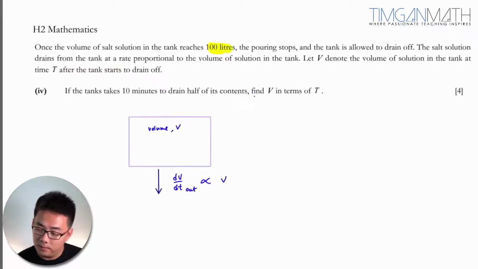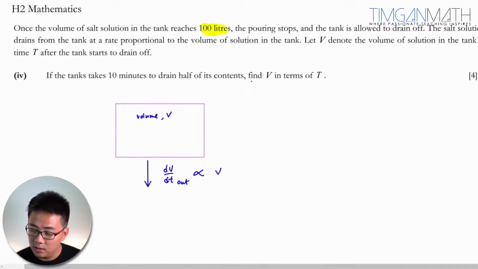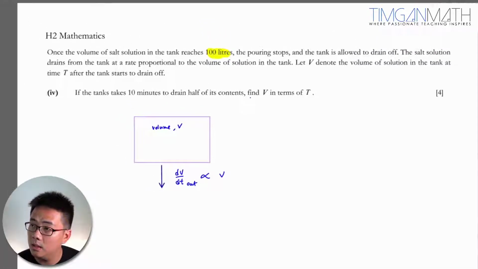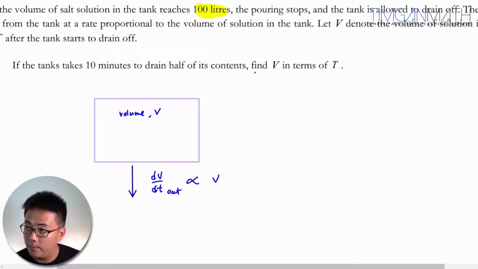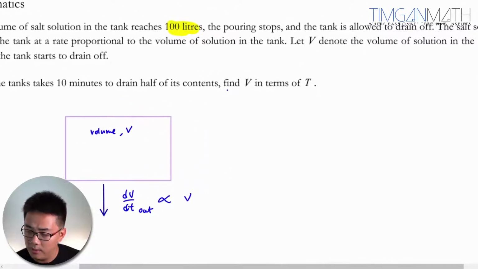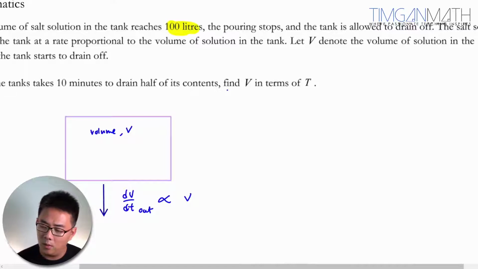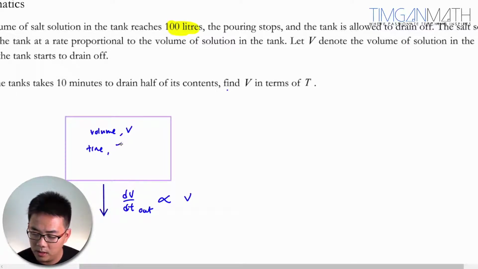V in terms of t. So let's look at how we solve this. The big T here is basically denoting the time at time t. So time is big T.